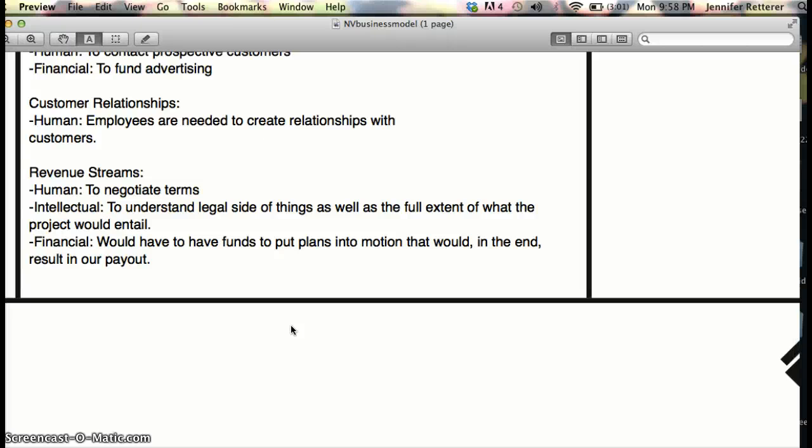And then for our revenue streams, we would need human resources to negotiate the terms, intellectual resources to understand the legal side of things as well as the full extent of what the project would entail, and financial resources. We would have to have funds to put plans into motion in the end, and then that would result in our payout.